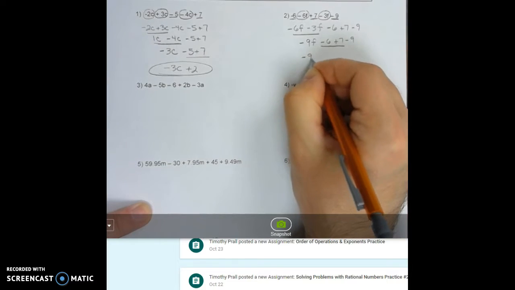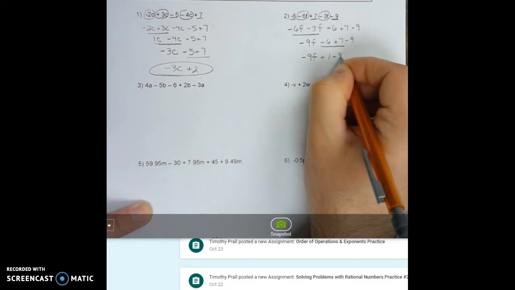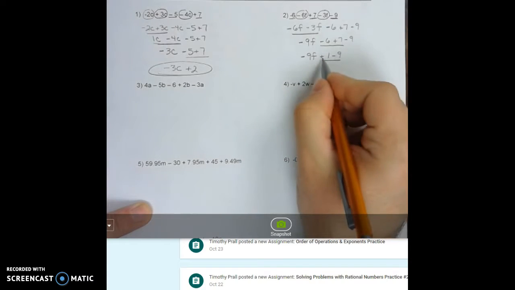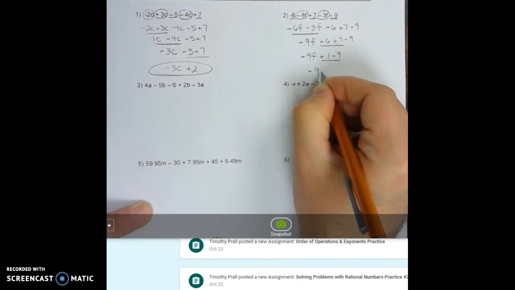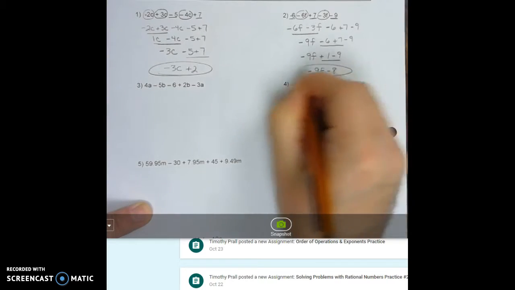So I'm going to have negative 9f. Since it was a positive 1, I'm going to write plus 1 minus 9. I bring down that. And now I'm going to combine the positive 1 minus 9. Again, they're different signs, so I'm going to subtract. All right, and that's going to give me a negative 8 as an answer. So my simplified expression this time is negative 9f minus 8.